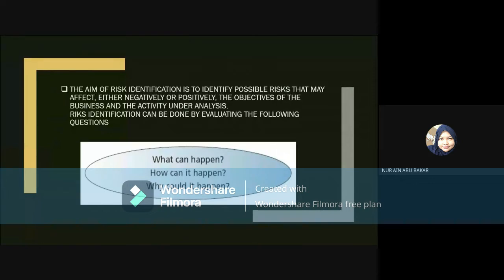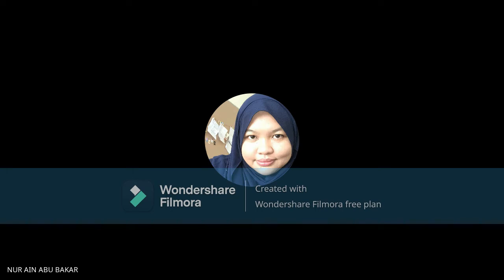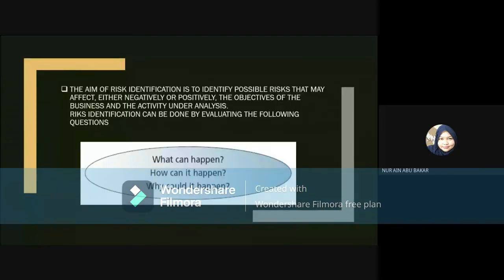Risk identification can be done by evaluating the following questions. The first one, what can happen? How can it happen? And why could it happen? So when we speak about risk, previously maybe in investment subject, maybe in your insurance subject, we are focusing on the bad outcome. But when we are taking risk management, we need to know that we have pure risk.